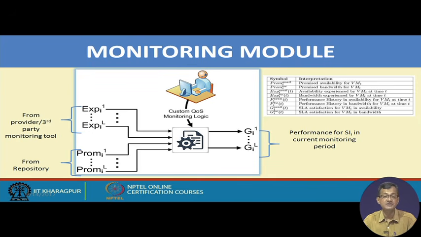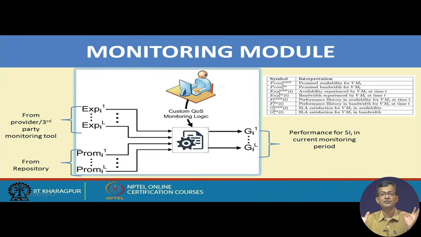So the performance of this sort of service provider or service instance, for a particular service instance i in the current monitoring period, is generated. That means we are trying to monitor the performances of different providers and, based on different service instances or SIs, how they are performing. This is important for selecting a particular provider.